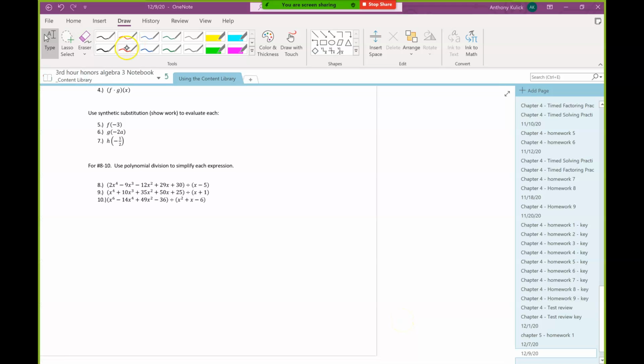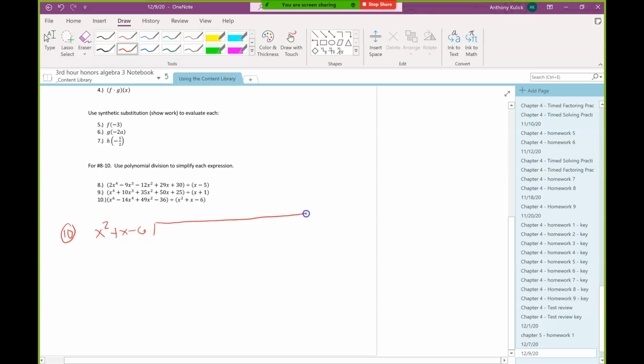So we'll start with that one. I'm going to start by writing my divisor on the outside of my division bar. And notice here that we have no x to the fifth, no x to the third, and no x terms. So I'm going to make sure that I put zeros in those spots.